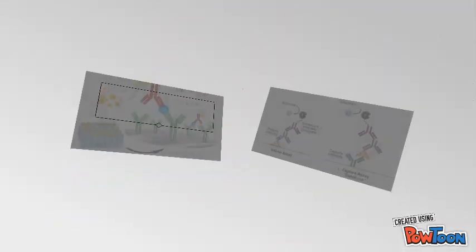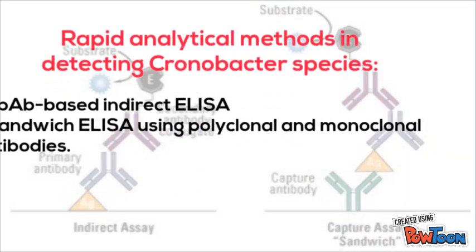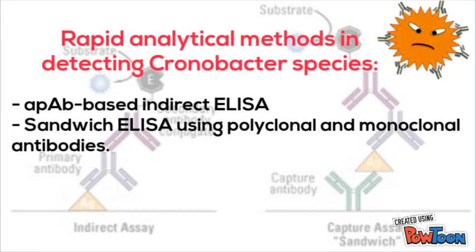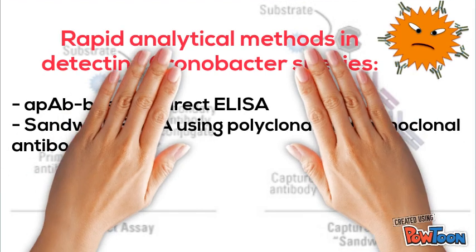Recently, 2 rapid analytical methods were established for the detection of Cronobacter species, namely an antiplatelet antibody-based indirect ELISA and a sandwich ELISA using polyclonal and monoclonal antibodies.